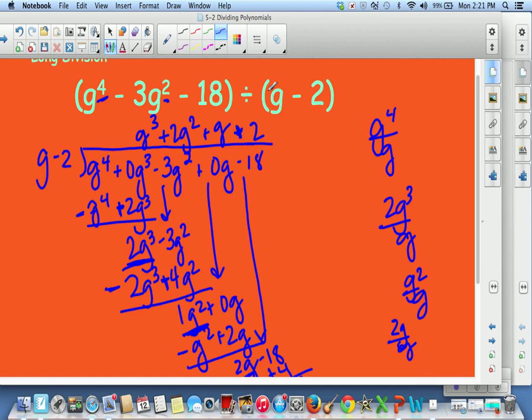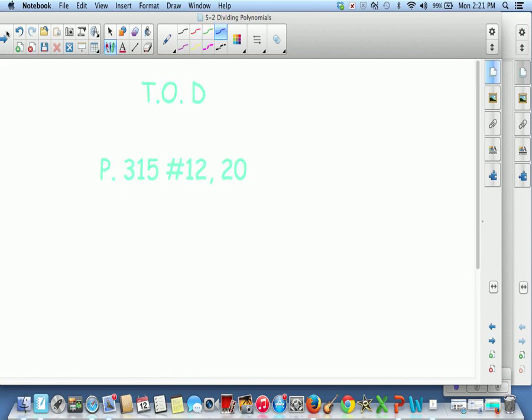We put our remainder over what we're dividing by. So you could write it as minus 14 over g minus 2. And you could also write it as plus a negative 14 over g minus 2. That's fine with me. All right. And I think that's it. That's all I have.